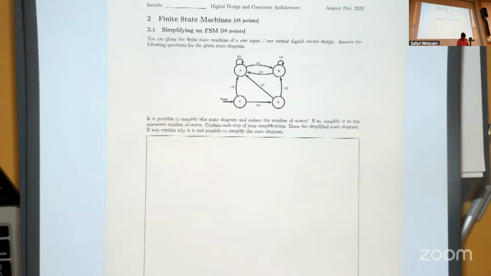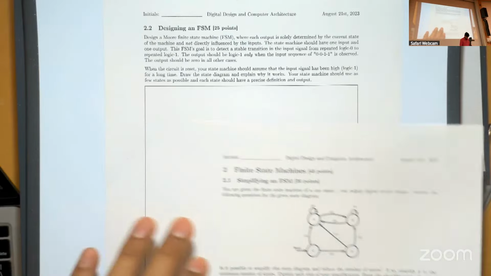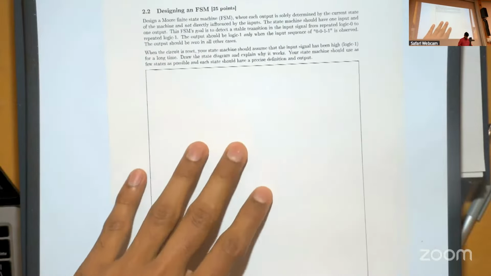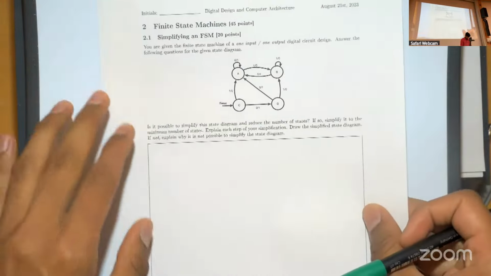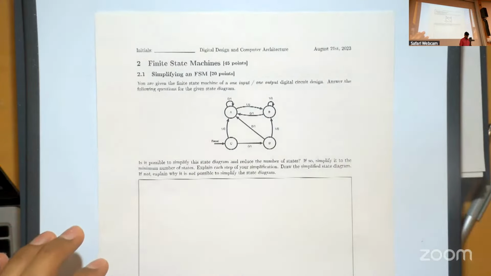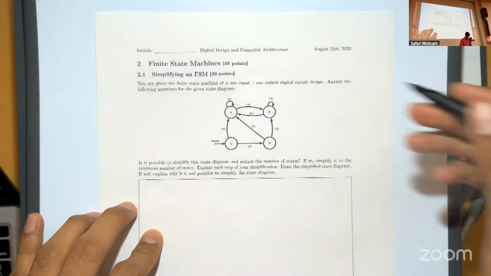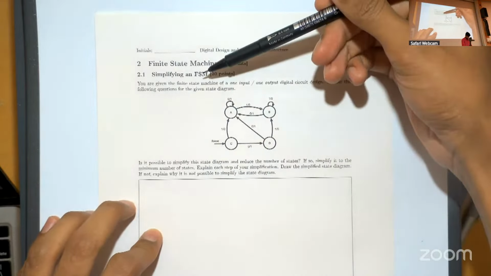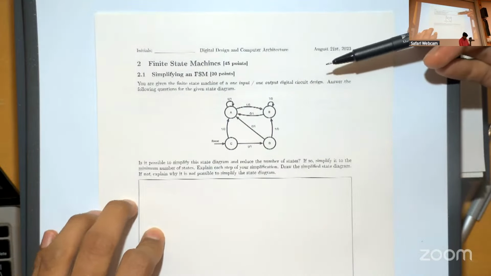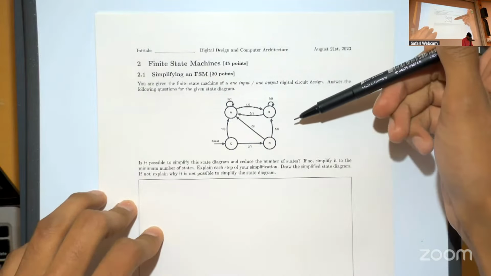Finite state machines. So we have 2 questions here. First one is to simplify an FSM, and the second one is to design an FSM. On simplifying an FSM, I hope this is very visible. Is this visible enough? Okay, cool. So you're given the finite state machine of a 1 input, 1 output digital circuit design, and you need to answer some questions based on this state diagram.